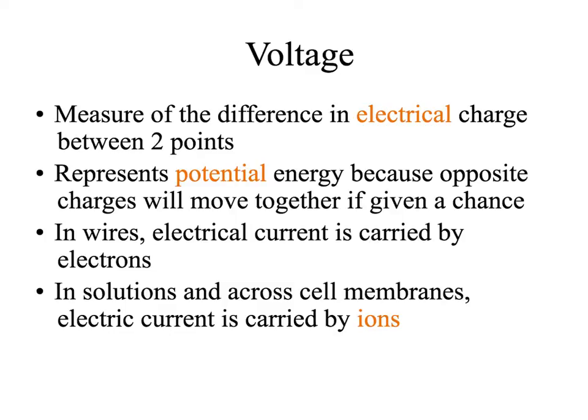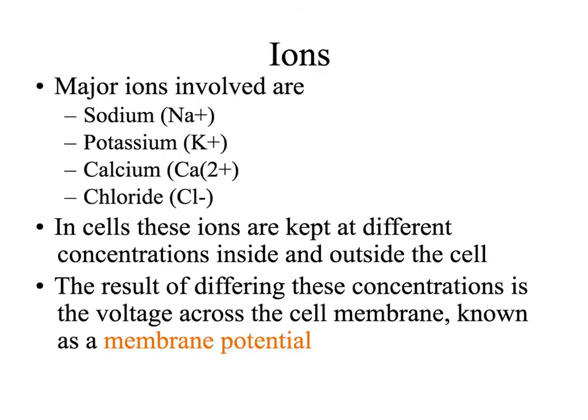So let's look at what ions are involved. All right, the ions that are involved in an action potential, there are 4 of them. You have sodium, potassium, calcium, and chloride. And their symbols and charges are also listed there for you. In cells, all of these ions are kept at different concentrations inside and outside of the cell. The result of these differences in concentrations is the voltage across the cell membrane. And this difference is called the membrane potential.